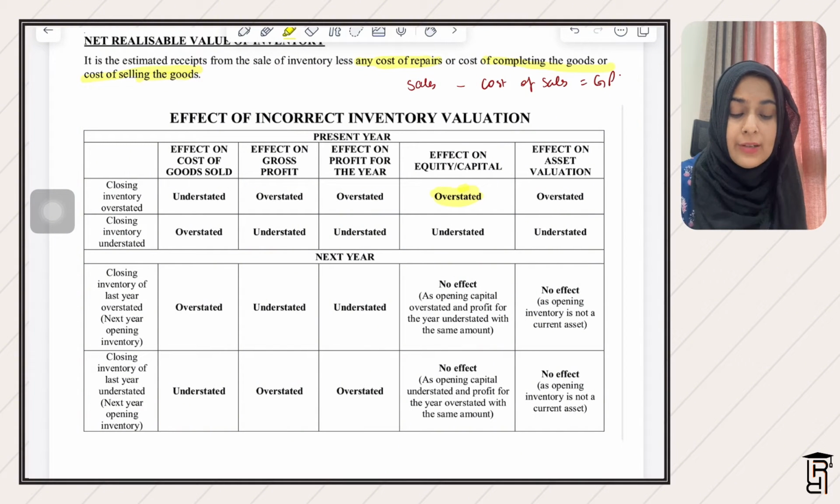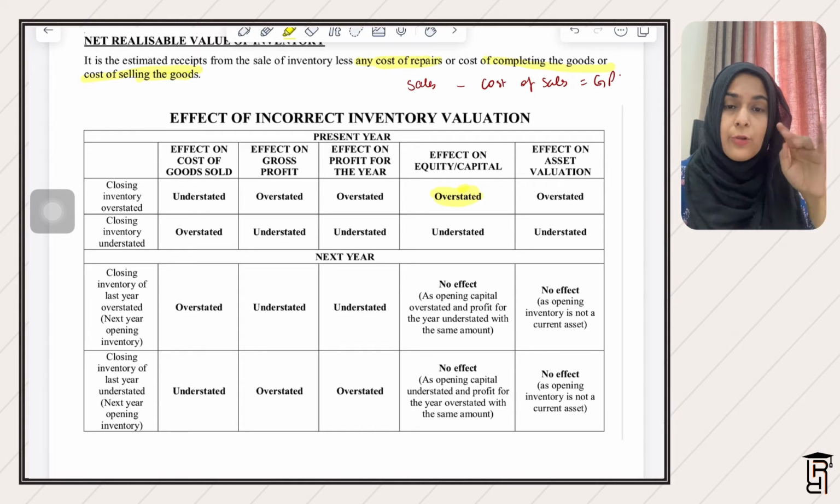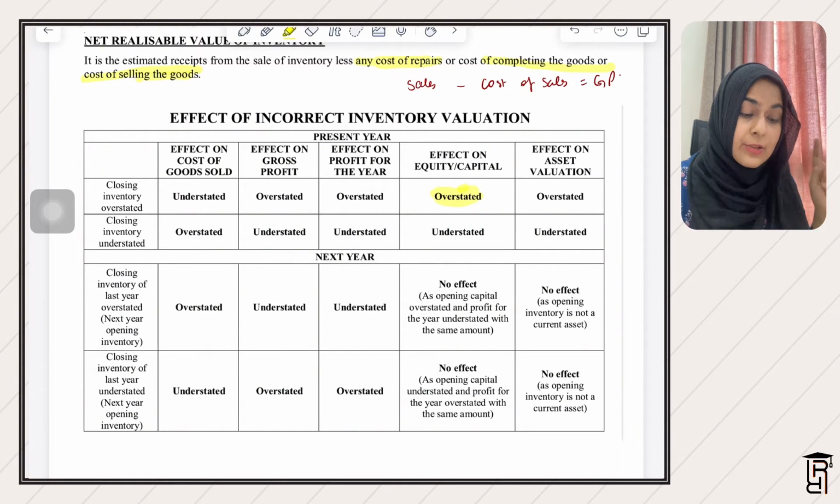So here, when you are understating closing inventory, your gross profit is going to be understated, and therefore the effect of gross profit will come down on the effect on the profit for the year. So once your closing inventory is understated, gross profit will be understated, profit for the year will also be understated, capital at end will also be understated, because an understated profit will be added in capital.